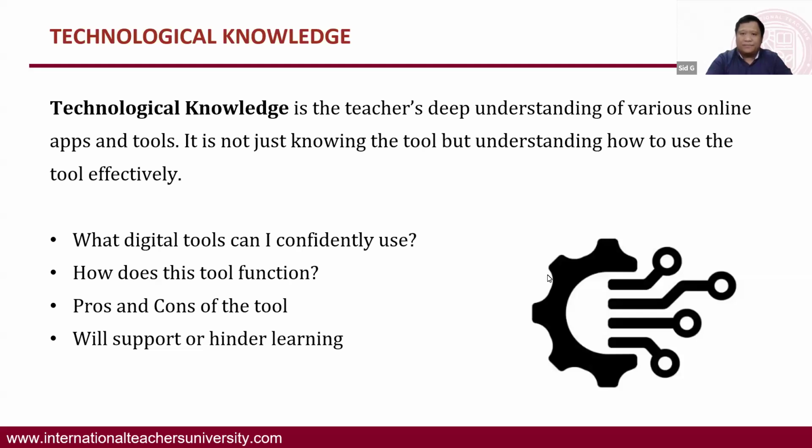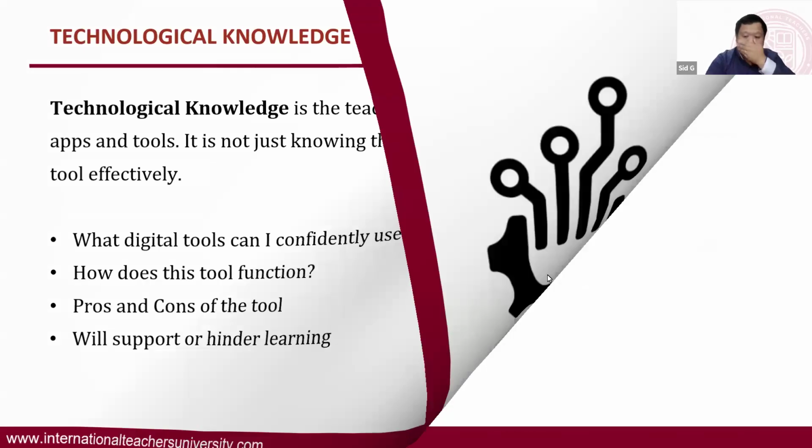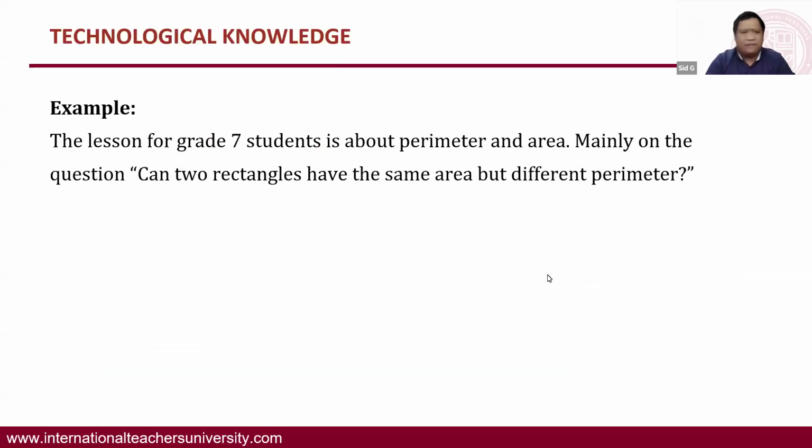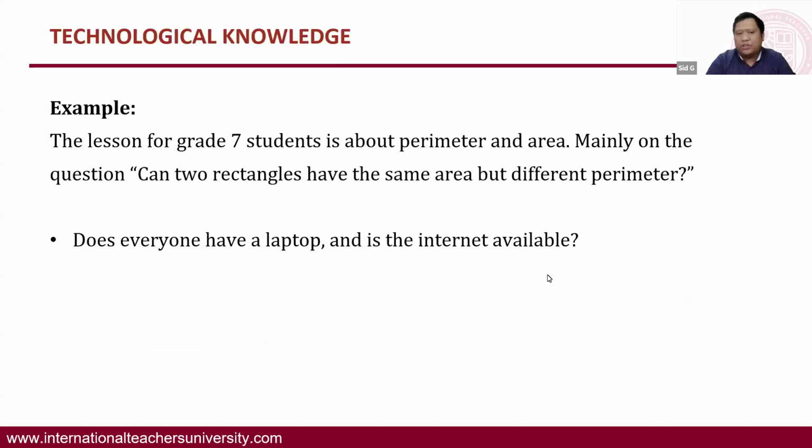Okay, so let's go to our example. Again, the same kind of example that we have. First question, if we're going to use technology, does everybody have their laptop? If yes, is it charged? If not, I think we need to prepare some place where there are sockets that they can charge. Is the internet available? If not, then don't use it.